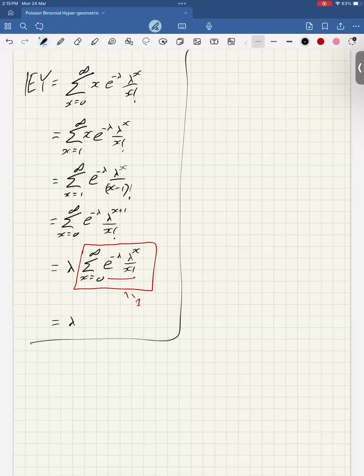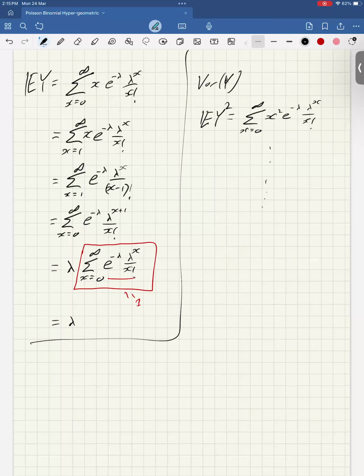You can do a similar derivation for the variance of y. I won't do it all the way. What you need to do is look at the second moment. So the expectation of y squared is the sum over x from 0 to infinity of x squared e to the minus lambda, lambda to the power x divided by x factorial.